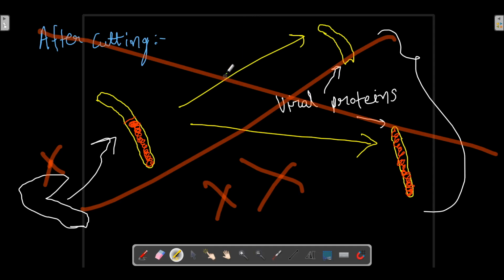We should not say die. It will get defunctioned. That is what we can say.